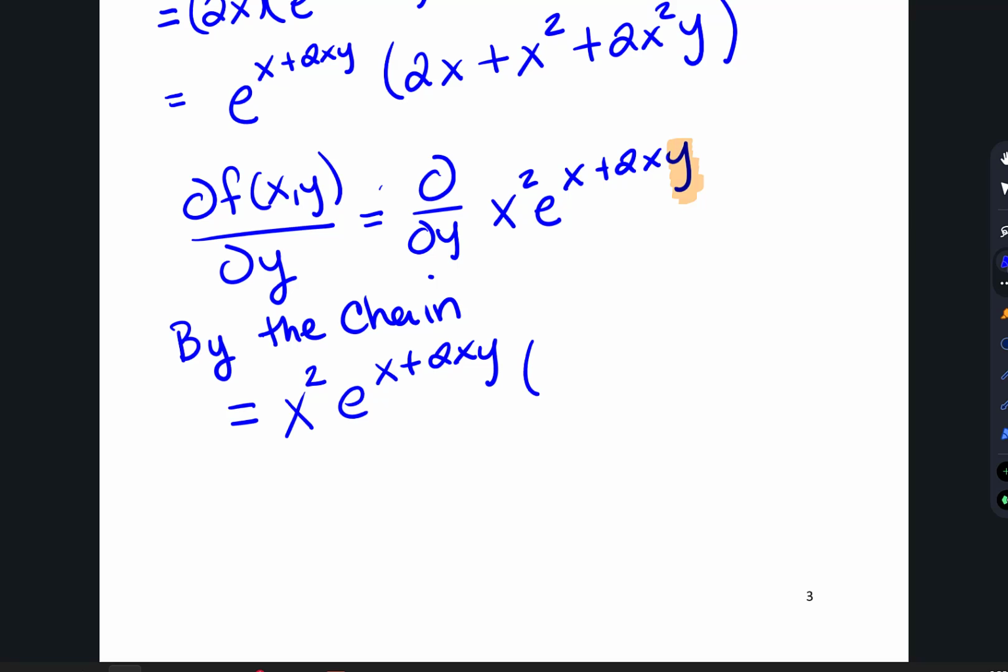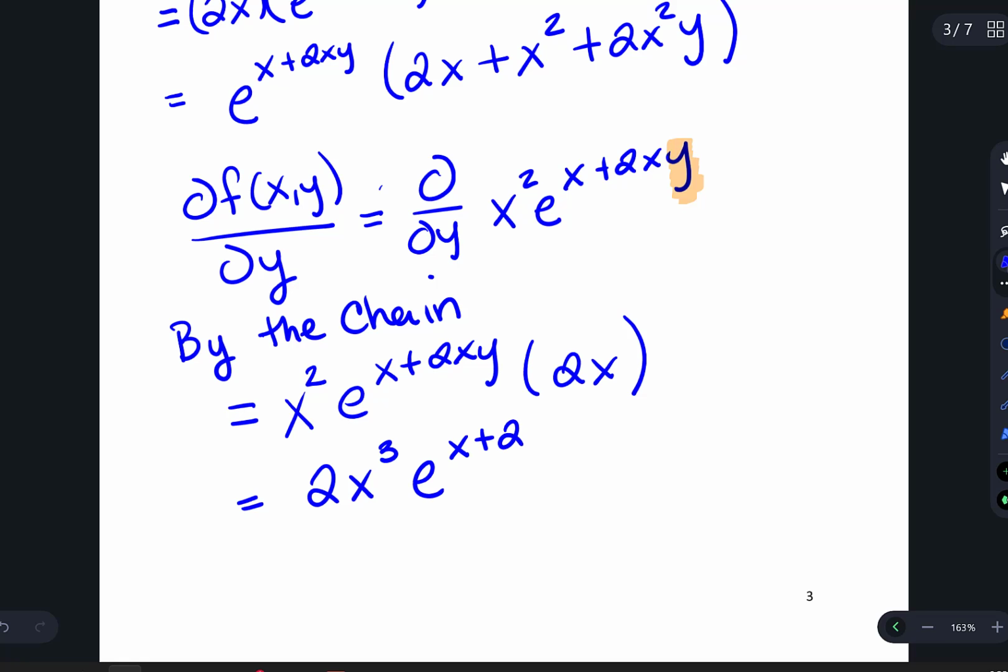So the derivative of x with respect to y is just 0. Again, x is a constant here. And then the derivative of 2xy with respect to y is just going to be 2x. So this is going to be equal to 2x cubed times e to the x plus 2xy.